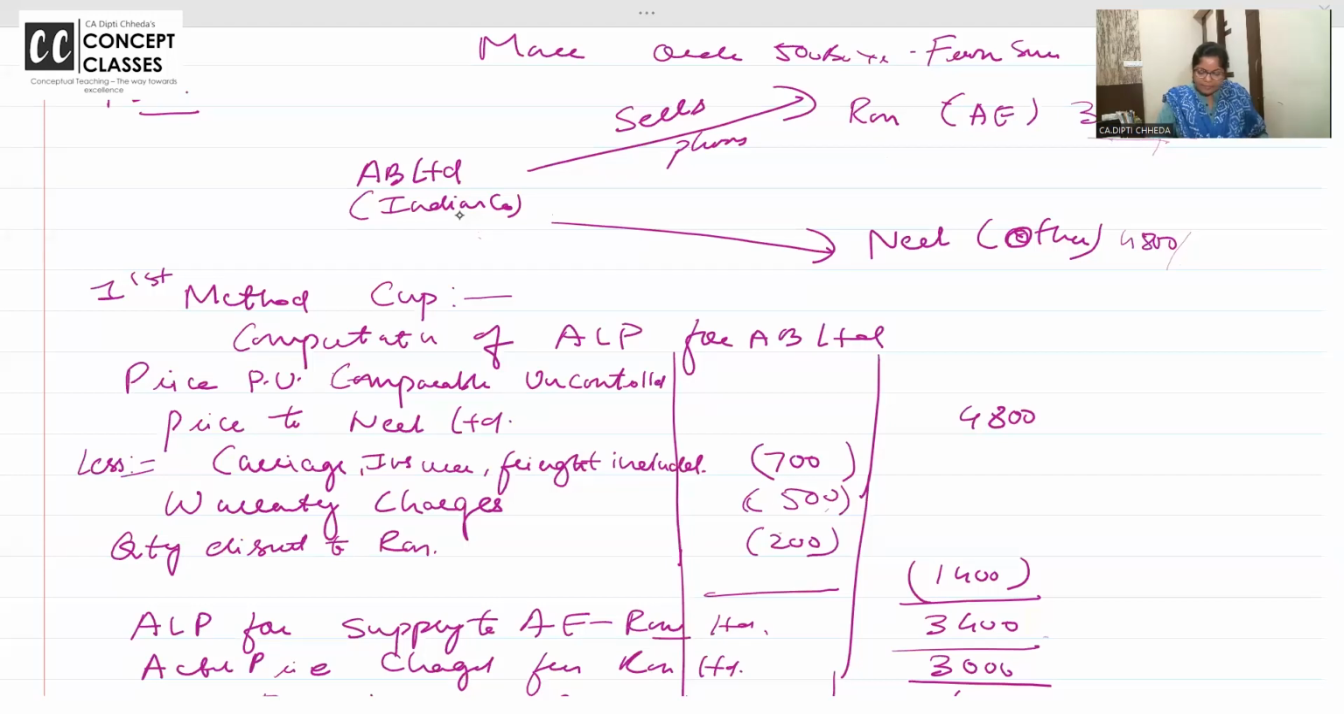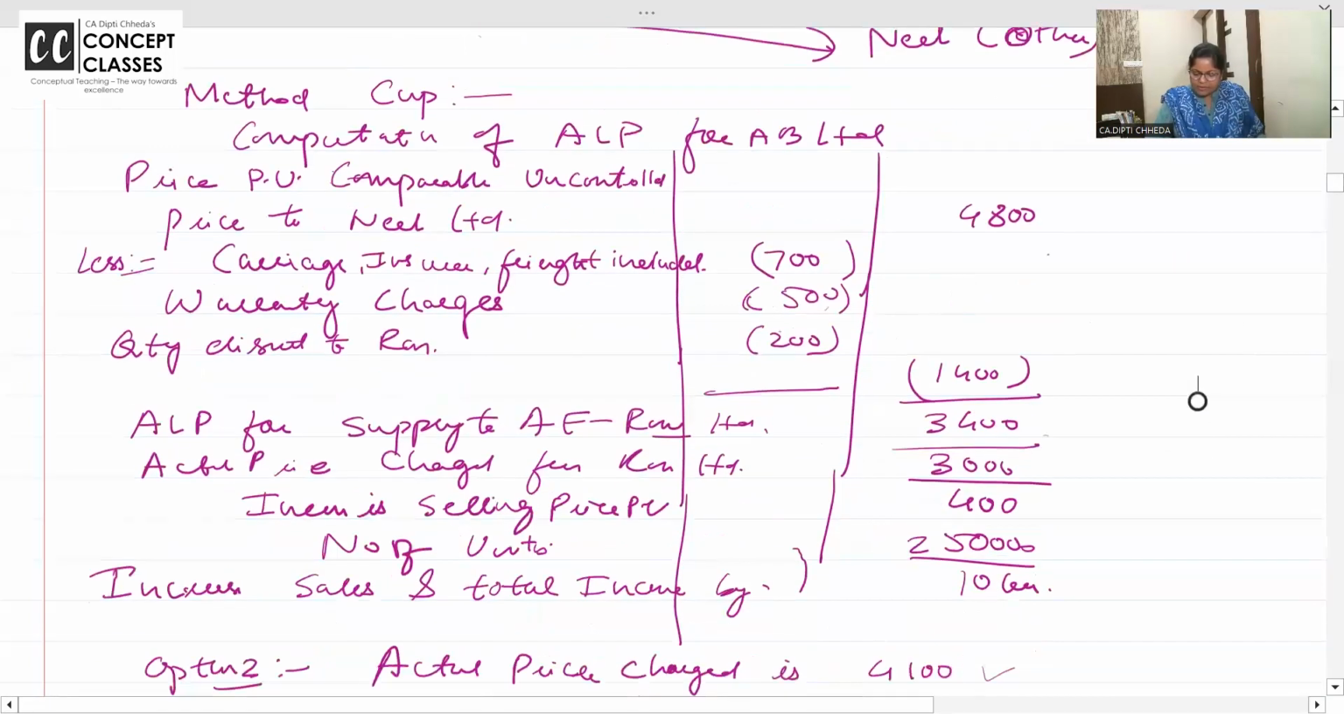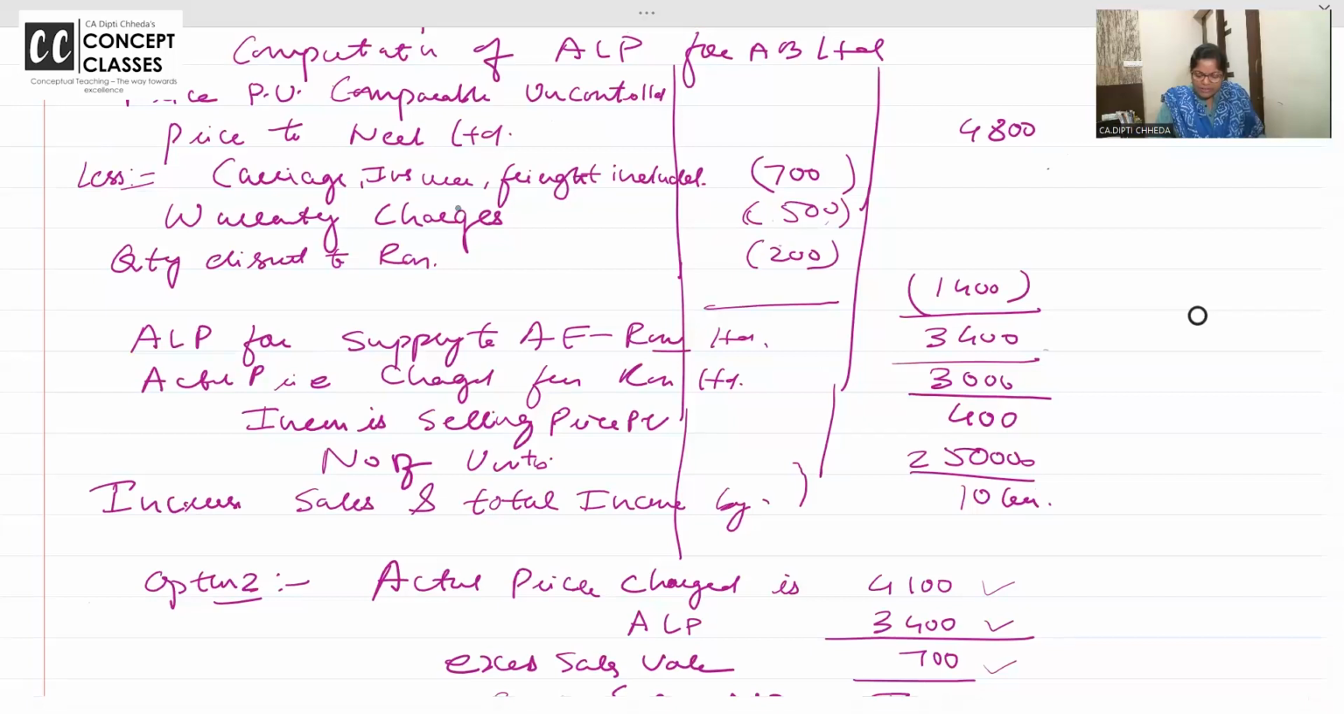Check with me. 4,800. CIF we are not charging to our sister concern. Warranty we are not charging, and quantity discount we are giving. So if you take the arm's length price of a third party, we should have charged 3,400. But to our associate enterprise, we charged only 3,000.